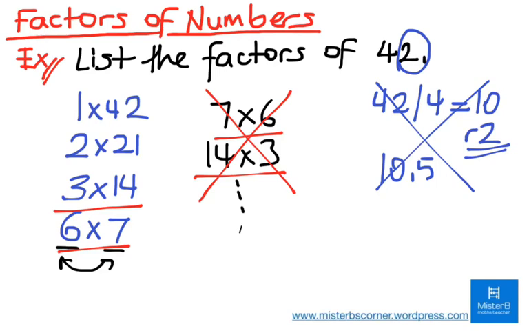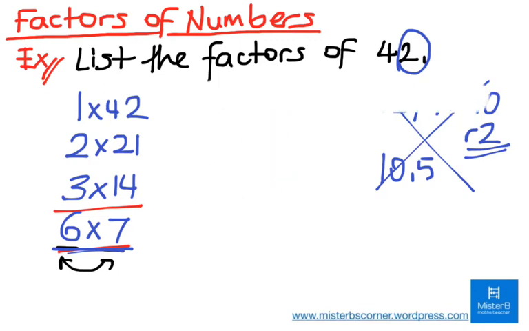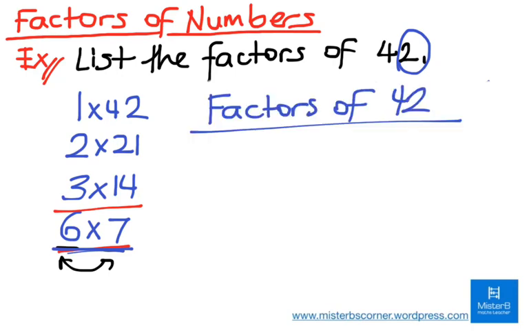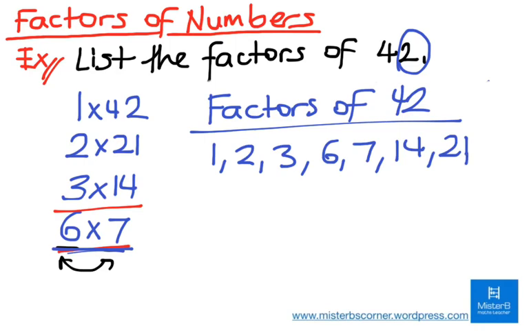What I need to do is to check whether I have two numbers which are very close in this product, so that I can understand that I'm at the end of the list. So what I'm going to do is I'm going to write now the factors of 42, which will be 1, 2, 3, 6, 7, 14, 21, and 42.